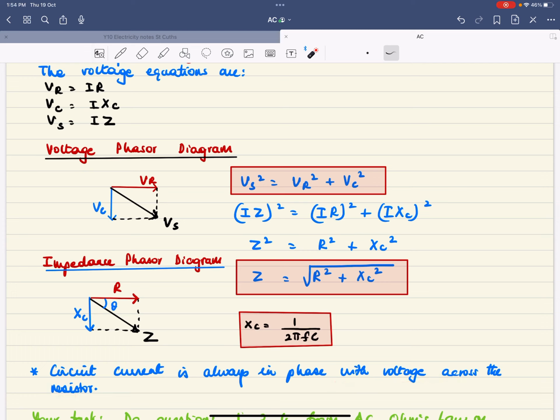Also an important thing to note, when you're drawing phasor diagrams, all the physical quantities need to be the same. You can't mix them up. So you can have a voltage phasor diagram where you have all voltages, or you can have an impedance phasor diagram where you have resistance and reactance and impedance. Okay, you cannot have a voltage value here in the middle of all the resistance or reactance values.